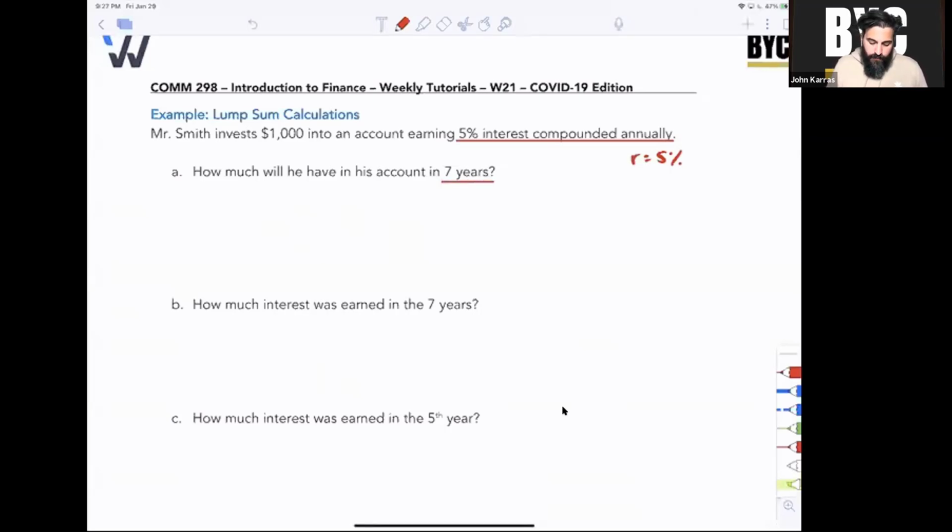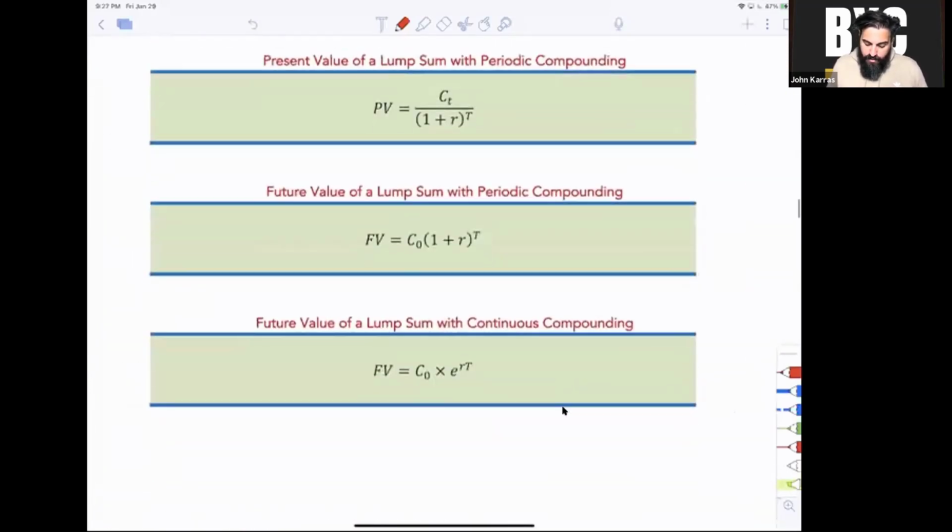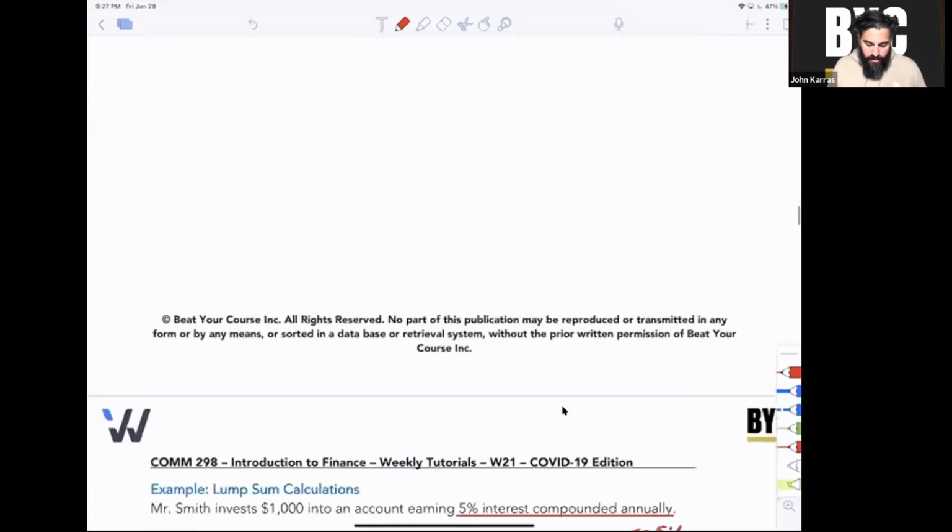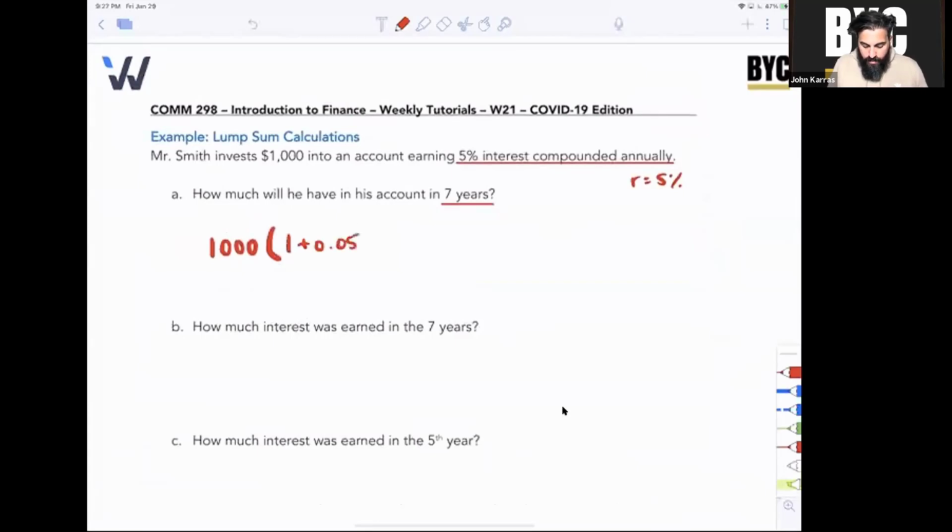Very, very simple to do. When you're trying to find the future value of a single amount, again, we call it a lump sum, you're going to use the second formula. It's the cash flow, in this case 1,000, multiplied by 1 plus R to the power T. So $1,000 multiplied by 1 plus 5%, to the power 7, because it's 7 years from now. Let's all do this on the calculator. We should all get the same thing. According to my calculator, Mr. Smith should have $1,407.10 7 years from today.